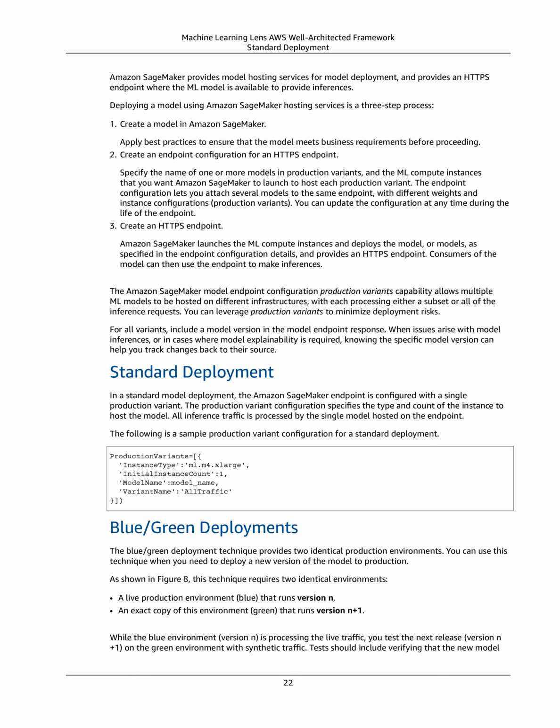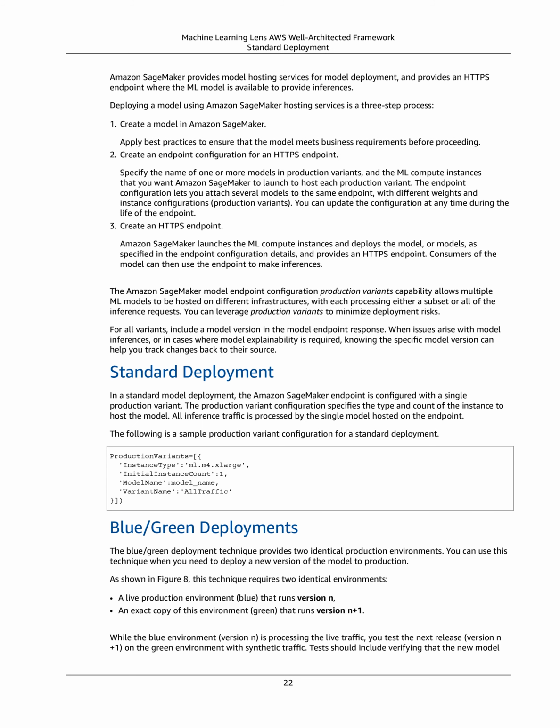1. Create a model in Amazon SageMaker. Apply best practices to ensure that the model meets business requirements before proceeding. 2. Create an endpoint configuration for an HTTPS endpoint. Specify the name of one or more models and production variants, and the ML compute instances that you want Amazon SageMaker to launch to host each production variant. The endpoint configuration lets you attach several models to the same endpoint, with different weights and instance configurations, called production variants. You can update the configuration at any time during the life of the endpoint.